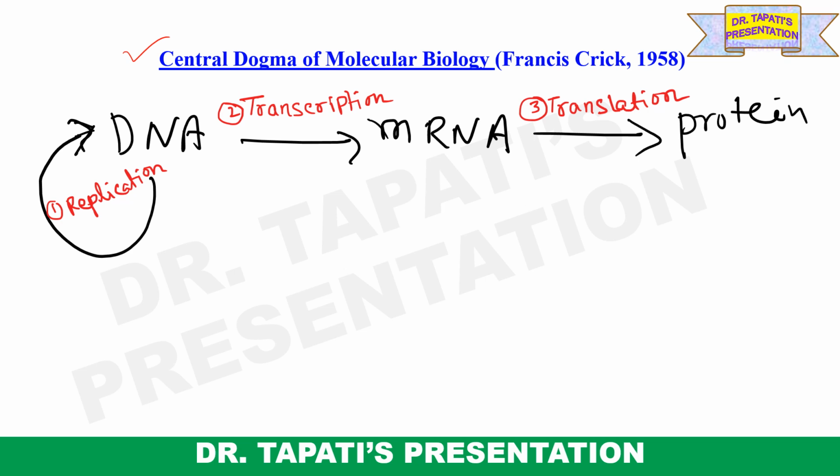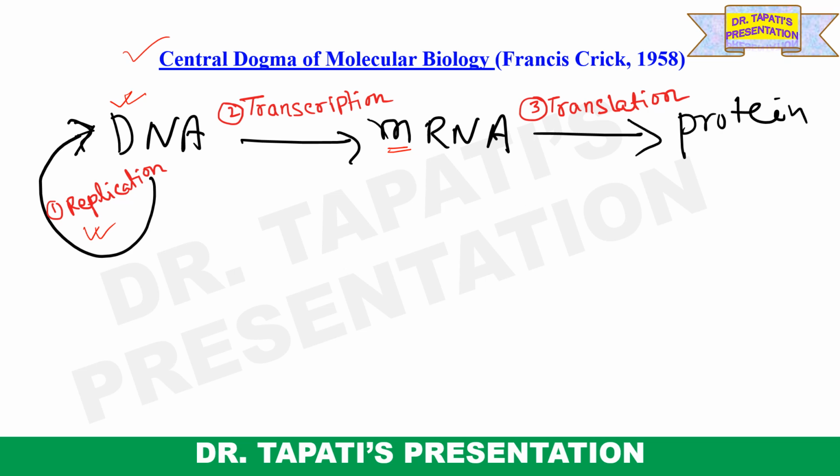It was proposed by Francis Crick in 1958. According to this concept, DNA to DNA formation, that means when DNA molecules are copied to produce two identical DNA molecules, is known as replication. The second process is transcription. During transcription, a specific segment of DNA is copied into RNA, especially mRNA.